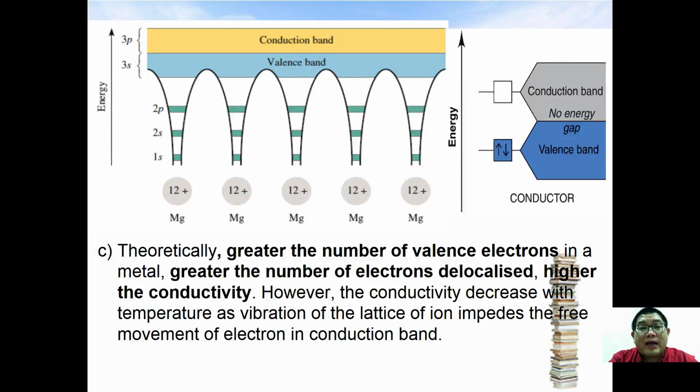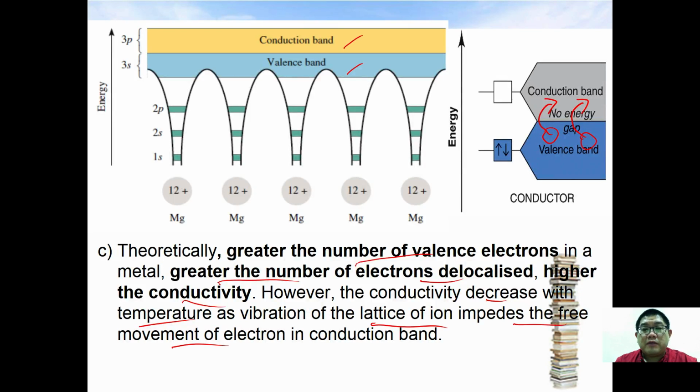So this is the difference between the bands. This is the valence band, which is filled with valence electrons, and this is the conduction band, with empty orbitals. We say that conductivity takes place when electrons from the valence band are able to be easily excited to the conduction band. For a conductor, there is no energy gap between the valence band and conduction band, and electrons can easily move to the conduction band anytime. Theoretically, the greater the number of valence electrons in the metal, the greater the number of delocalized electrons, and the higher the conductivity. However, conductivity decreases with temperature, as the vibration of the lattice ions impedes the free movement of the electrons in the conduction band.